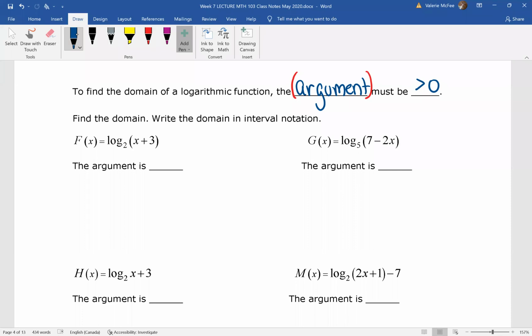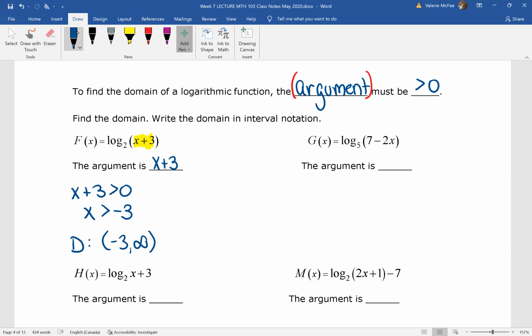If we look at the f of x here, we see that this is the argument, everything inside the brackets. Then for the domain, I have to find the argument greater than 0. x has to be greater than -3. So in my domain then, -3 to infinity.